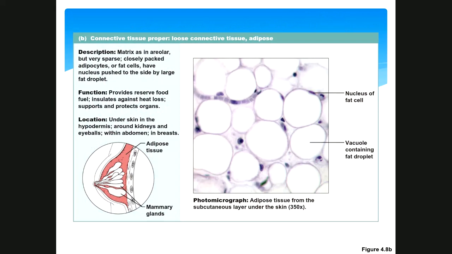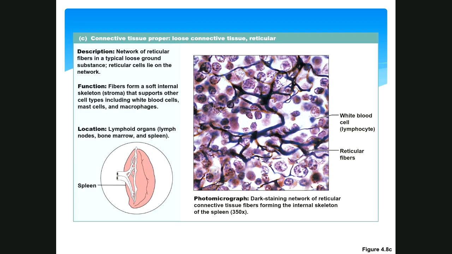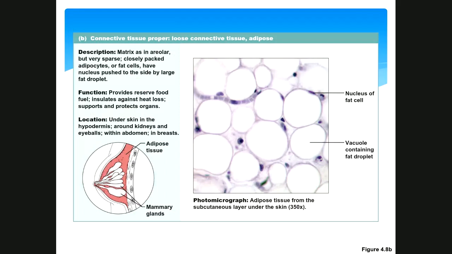And then we have adipose tissue. Adipose tissue is a little different because the cells are different. If you look at adipose tissue, the cells are big and round. And what they do is they store fat. So an adipose cell is called an adipocyte. And then what happens is the nucleus and the cytoplasm have hardly any room because the room is taken up by liquid fat.